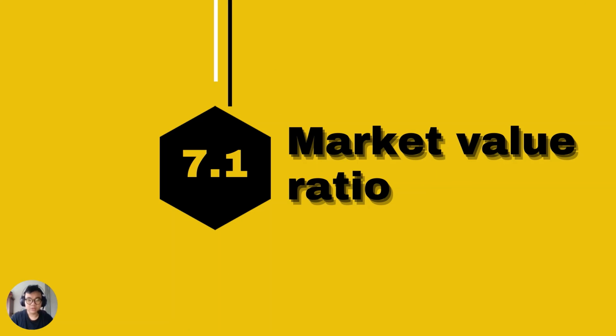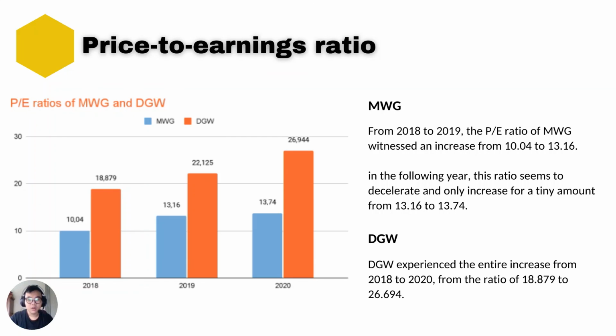So we are back to my part, which is about the market value ratios, where we will analyze two ratios, the PE ratio and the PB ratio. First is the PE ratio. According to the figure in the slide, from 2018 to 2019, the PE ratio of MWG witnessed an increase from 10.04 to 13.16. This means that investors were believing in the growth potential of MWG's stock price.